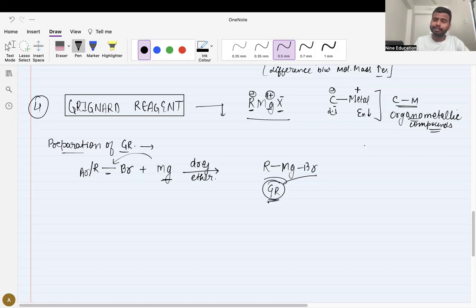For Grignard reagent, you have to treat alkyl halides with magnesium in dry ether. You will get RMgBr. देखिए, so this was preparation. Let's say I prepare Grignard reagent of CH3Cl. क्या करना है? You put Mg in dry ether.